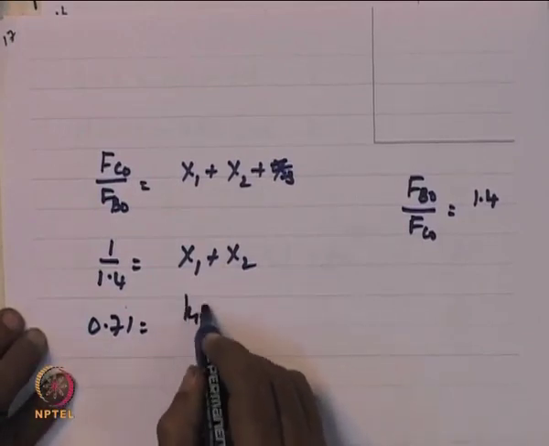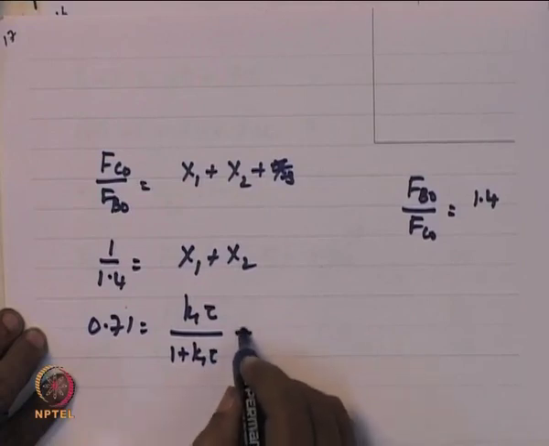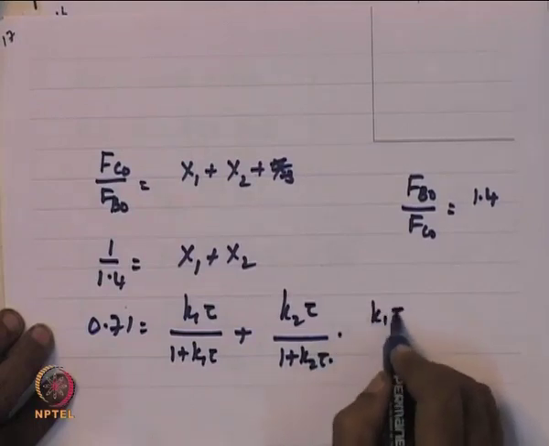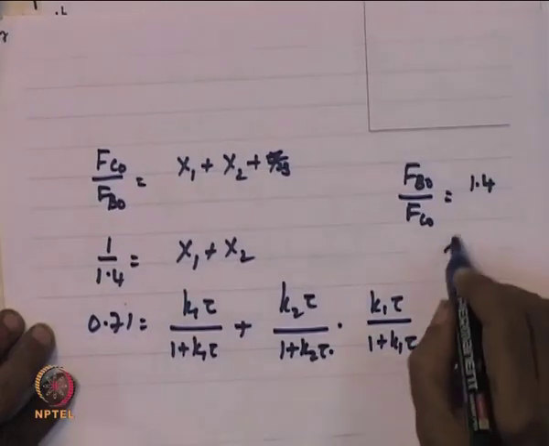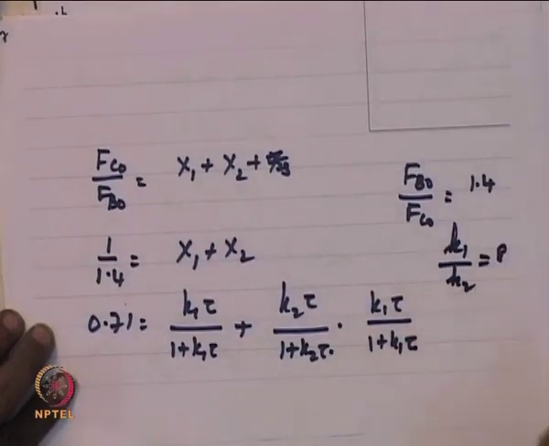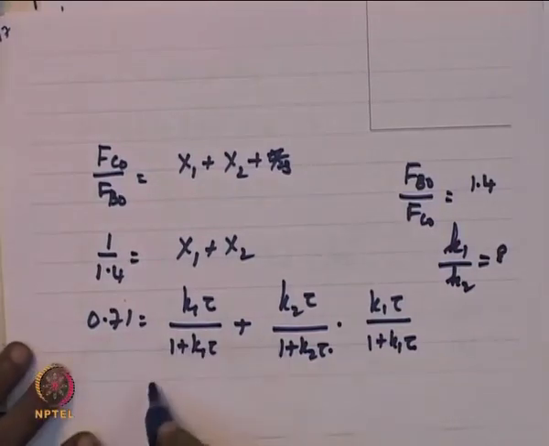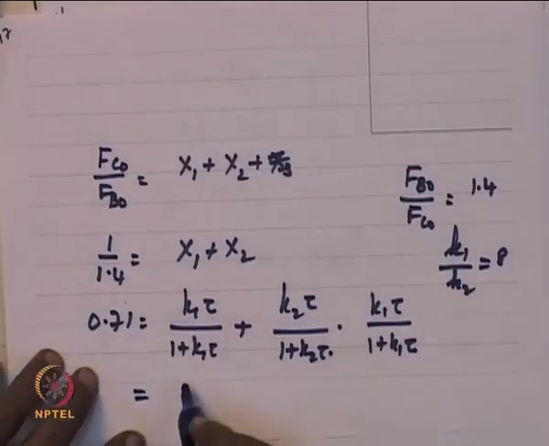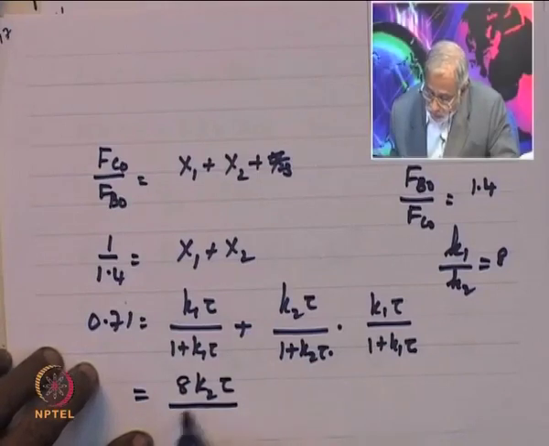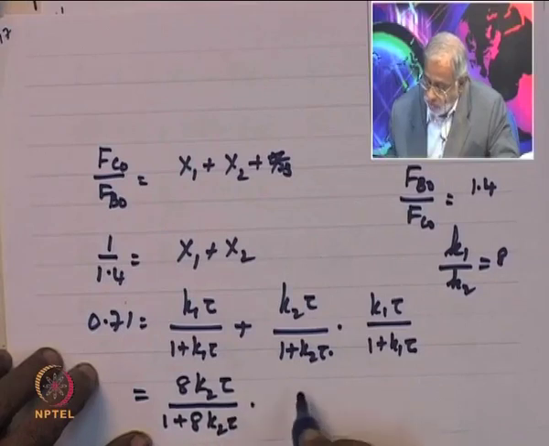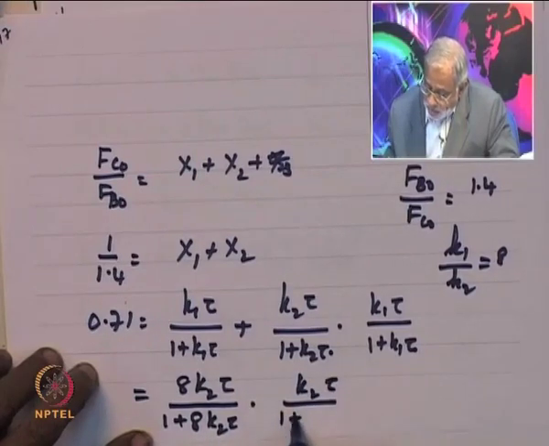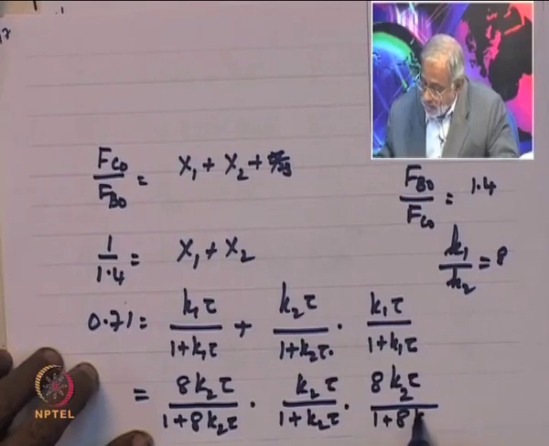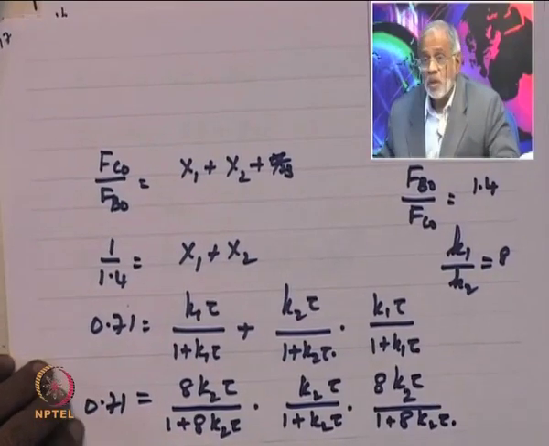What is X1? K1 tau divided by 1 plus K1 tau. What is X2? K2 tau divided by 1 plus K2 tau multiplied by X1, which is K1 tau divided by 1 plus K1 tau. Now, K1 divided by K2 is given as 8, therefore K1 equal to 8 K2. So here I will get 8 K2 tau divided by 1 plus 8 K2 tau, first term. Then K2 tau divided by 1 plus K2 tau multiplied by 8 K2 tau divided by 1 plus 8 K2 tau, equal to 0.7.